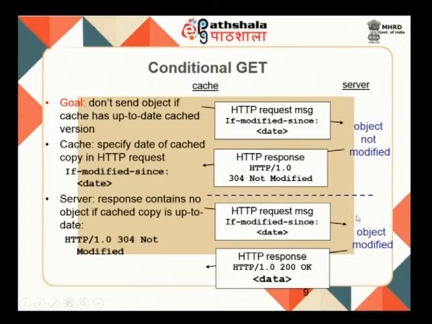If the object has been modified, in that case what would happen? The server would actually send back the original file with the status message saying HTTP 1.0 200 OK, 200 OK in the sense that the request is being satisfied. So, it has been modified, therefore, the information has to be sent back. Okay. So, based on the server response, the original file that is now retrieved can be given to the client. Okay. So, this is basically how the caches work.